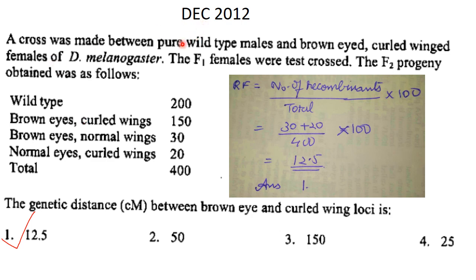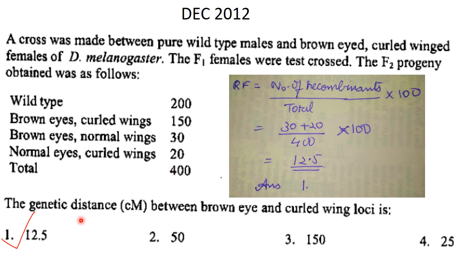So a cross was made between pure wild-type males and brown-eyed curled-winged females of Drosophila, and the F1 females that were obtained were test crossed, that is crossed with the recessive parent, and F2 progeny was obtained. So this is the value of F2 progeny. Wild type is 200, brown eyes curled wings is 150. So 200 and 150 are the maximum values, so they are your parentals. Brown eyes normal wings and normal eye curled wings are your recombinants, 30 and 20. And this is your total number of progeny.